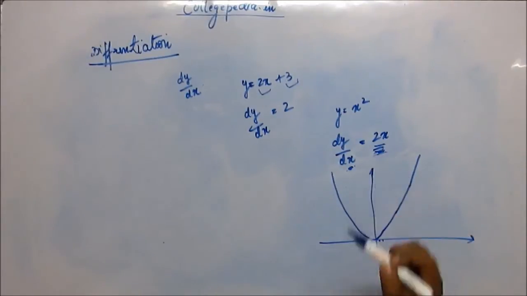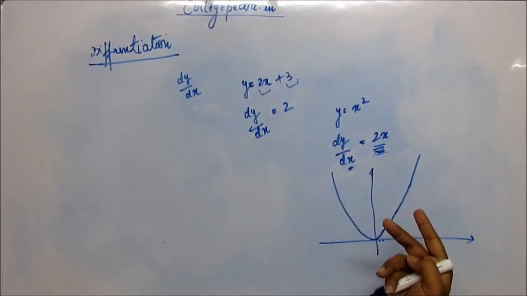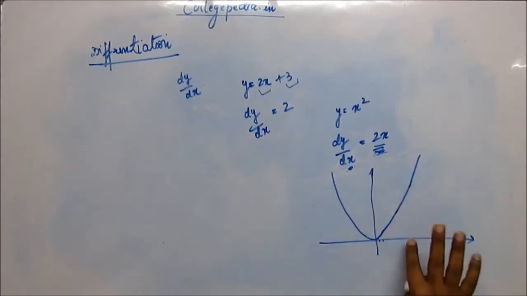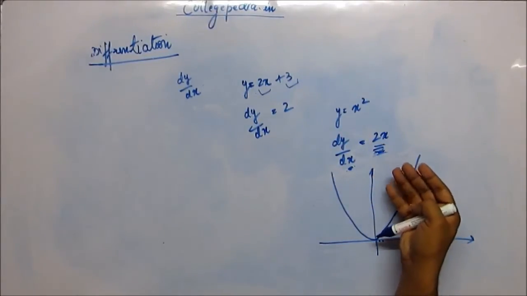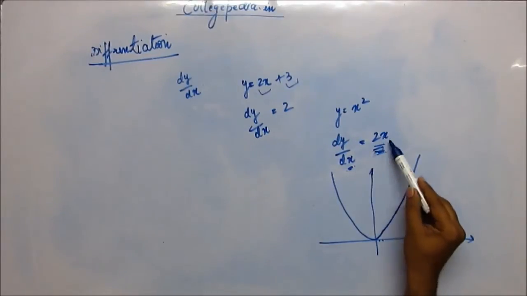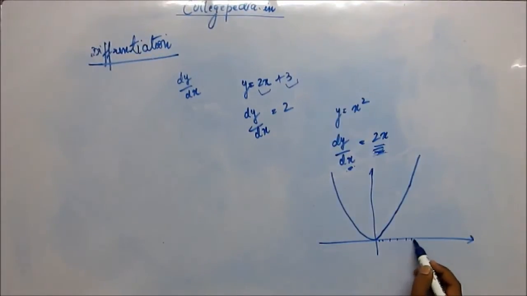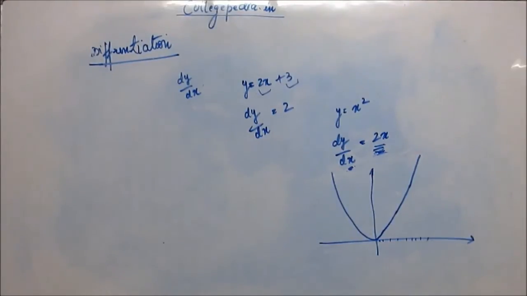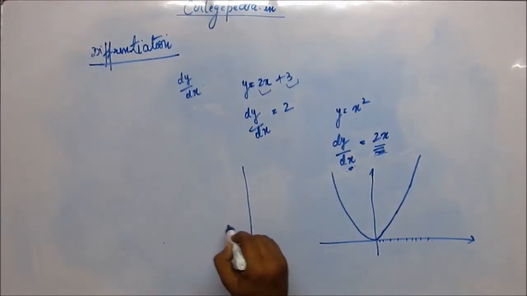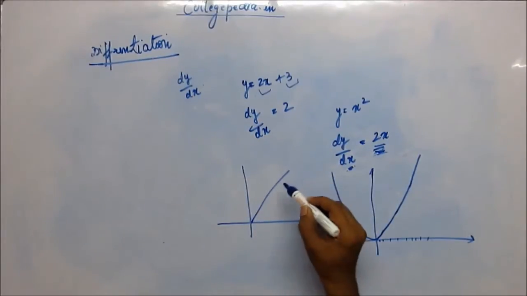At x equal to 1, dy by dx is 2. That means y is changing with twice the rate of x at x equal to 1. At x equal to 2, y is changing 4 times the rate of change of x. At x equal to 8, y is changing 16 times the rate of change of x. That means as you keep on increasing x, the rate of change of y is just going to increase. That's how the curve should be. In the case of a linear equation, the change of y with respect to x remains constant. So the graph is going to be a straight line.